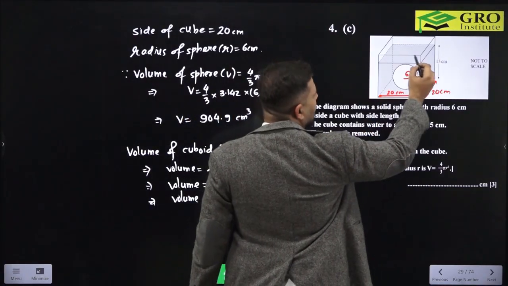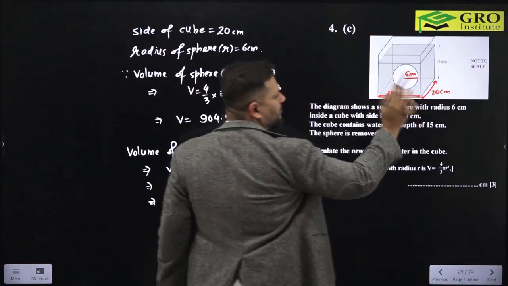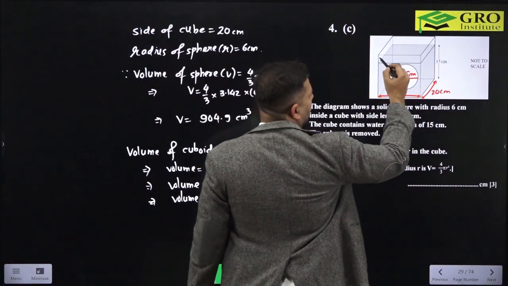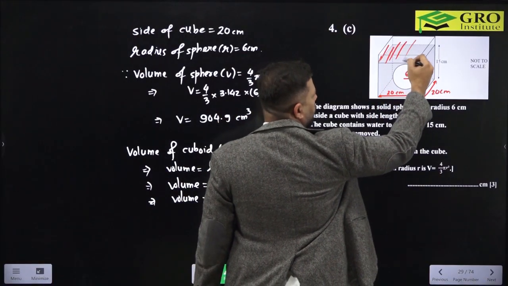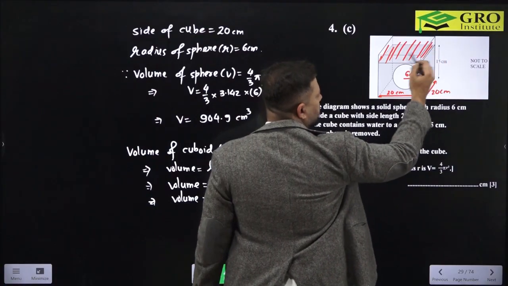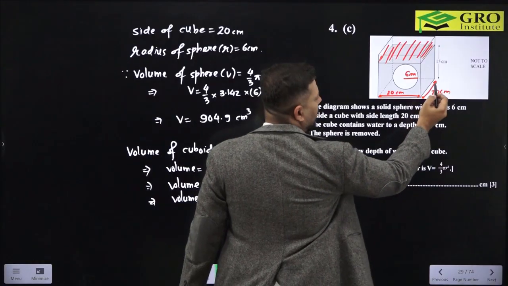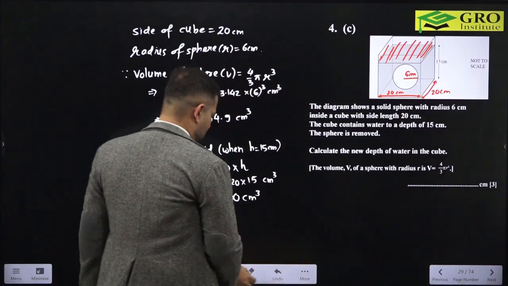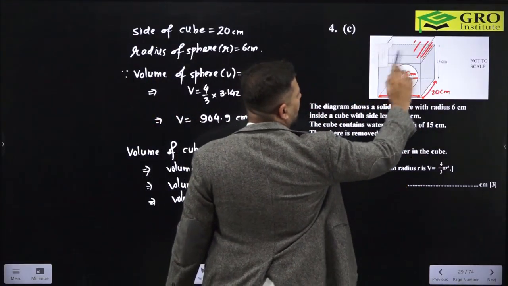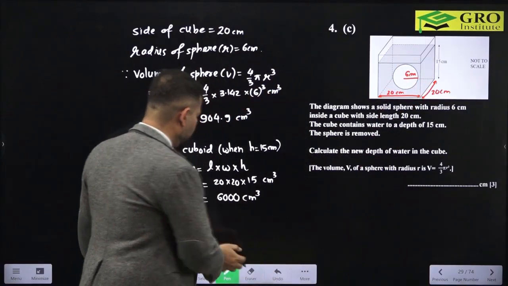If we would have taken up till this height, then it would have been treated as a cube. But here, as this portion is left out, so this becomes a cuboid with length 20 centimeter, width 20 centimeter, and height 15 centimeter, right? That is why we have used the formula of a cuboid.